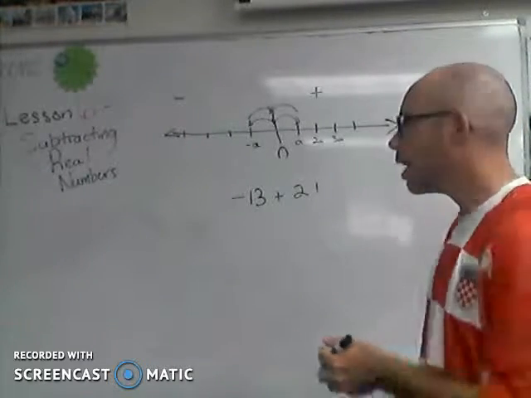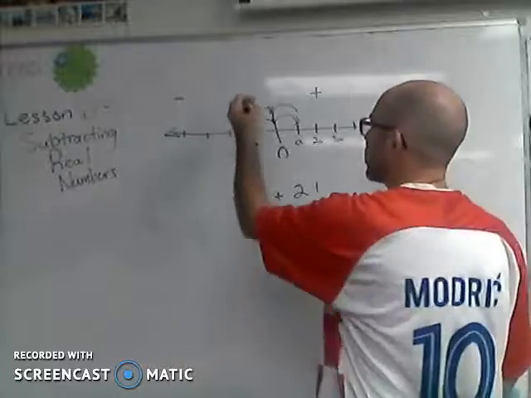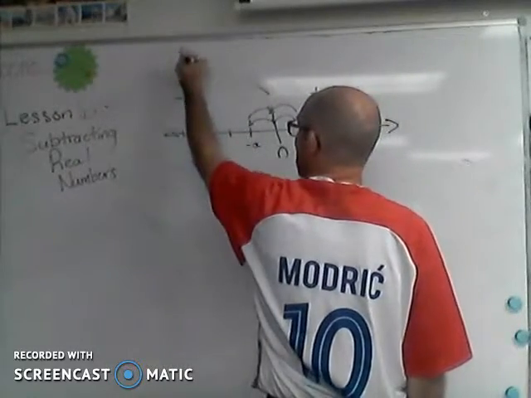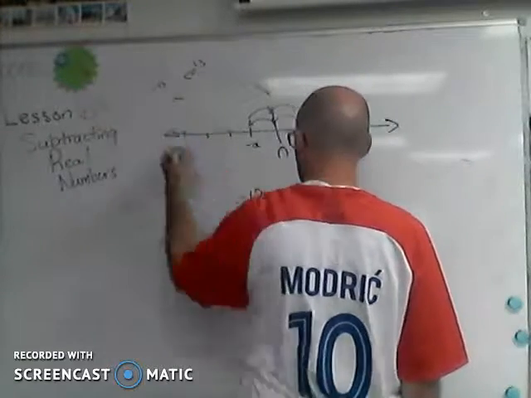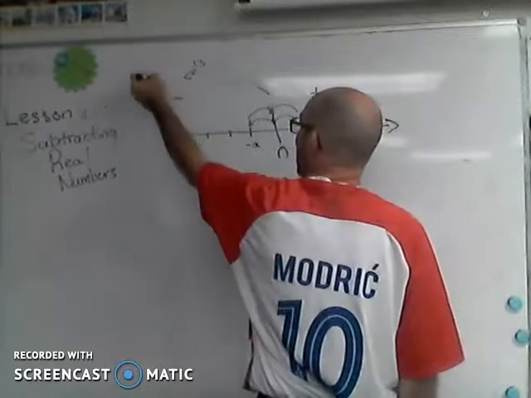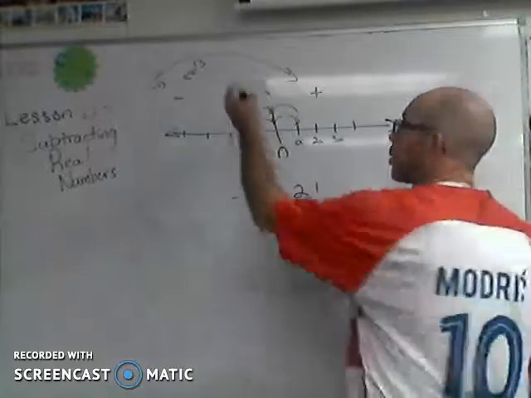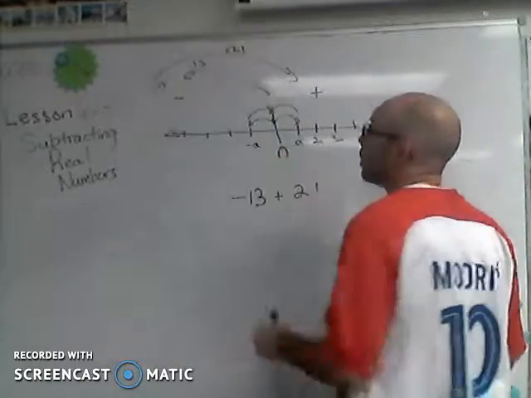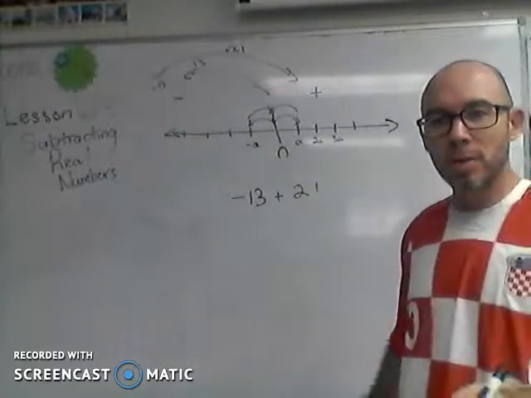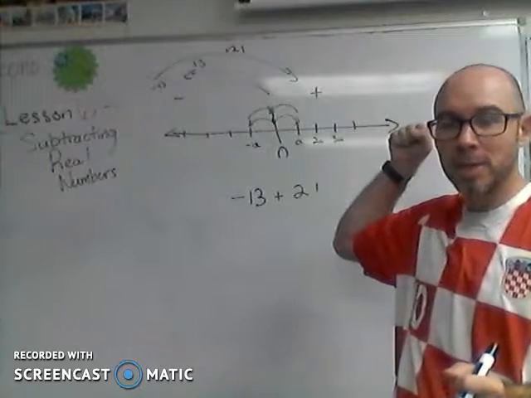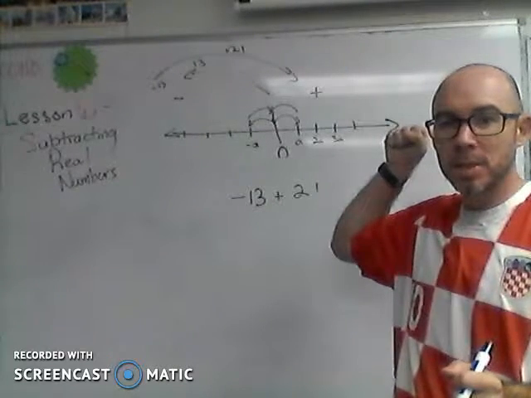Okay. If we're going to think of it on the number line, this would be going 13 in this direction. We'd end up at negative 13. And then we're going to go 21 in the positive direction and thinking where we would end up. And putting those two together, if you went negative 13 that way and you went 21 back this way, you end up on the positive side at positive 8.